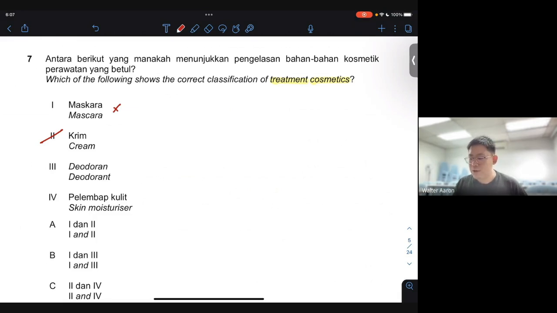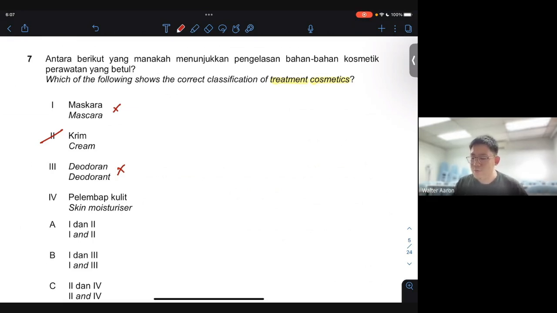All right. What about deodorant? Deodorant also doesn't help in terms of treatment cosmetics. Deodorant is just to make yourself smell better after sports. For example, maybe you smell a little bit weird because of the sweat that you produce. So it only enhances smell, it's not considered a treatment.